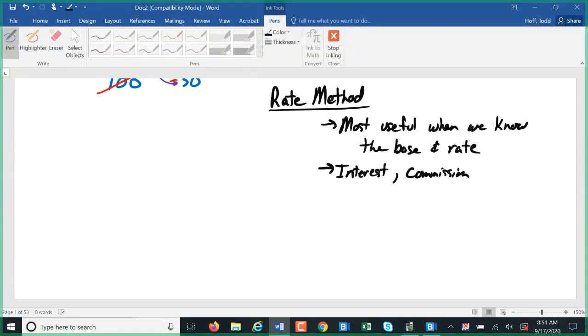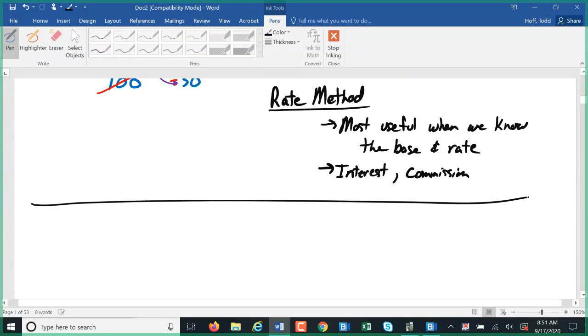But when it comes to problem solving and word problems, where you have other pieces that are missing or that you need to find, typically for me, that proportion method is simpler to do. Let me show you what I mean here.